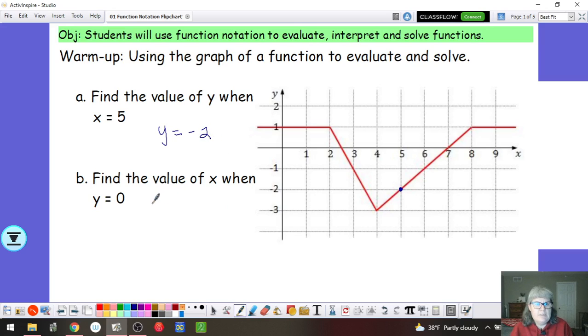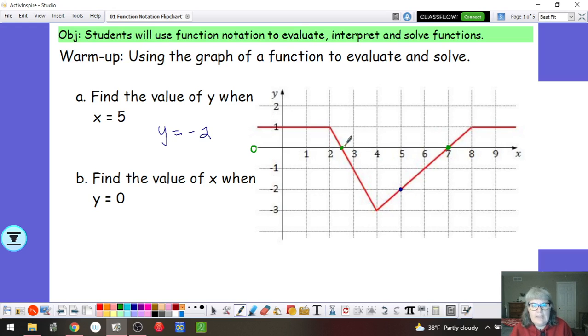The second one says find the value of x when y equals 0. Well, y equals 0 is going to be located on the x-axis. So the x-axis is the line y equals 0. So when y equals 0, we're looking for the values of x that correspond to that y value on the graph. And you'll see that we actually have 2 of them.